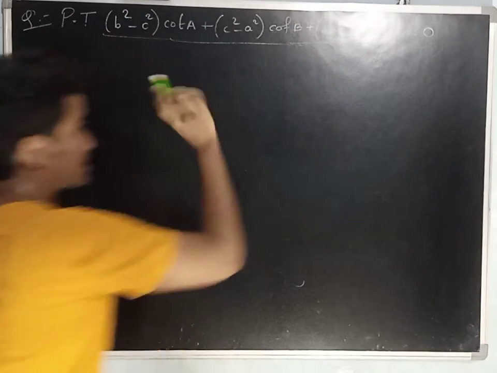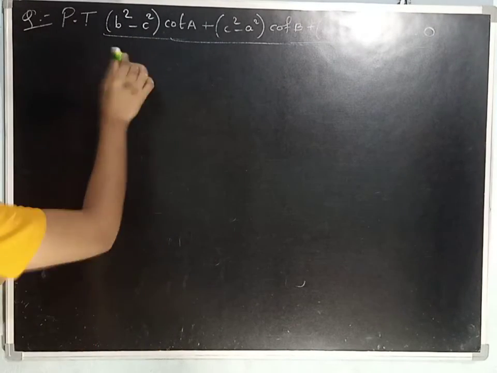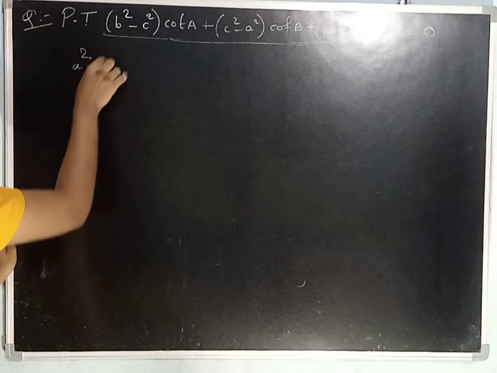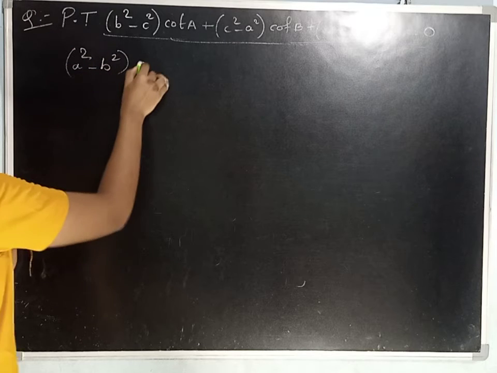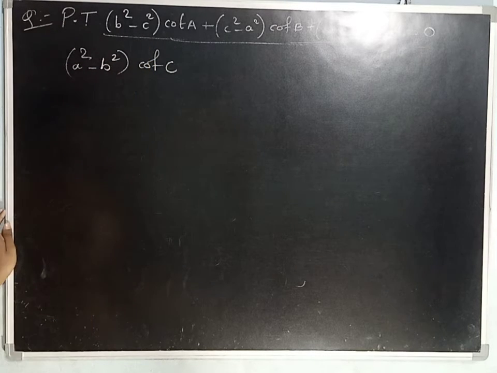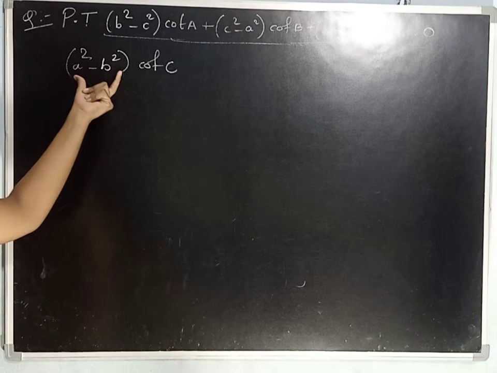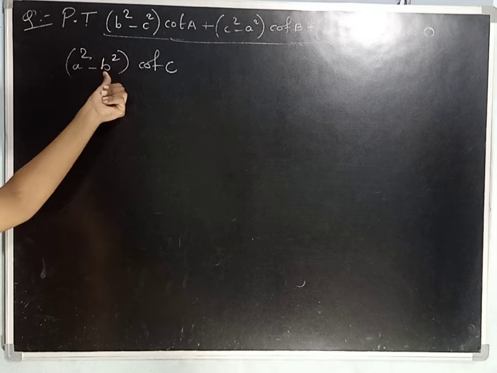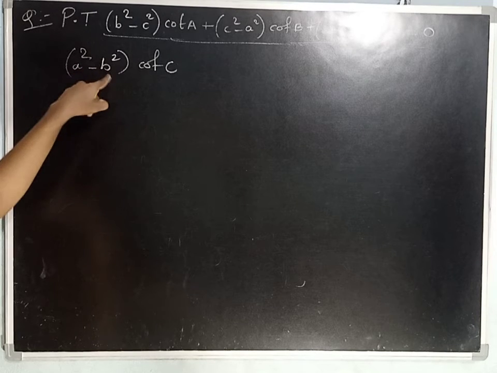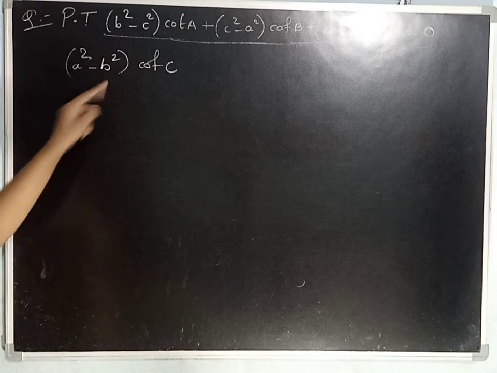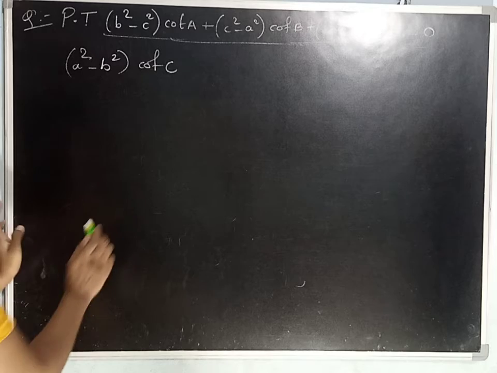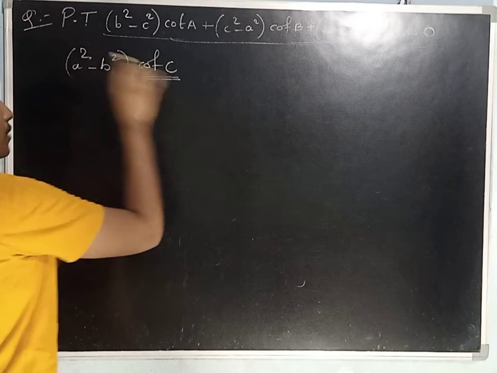Now we are going to discuss the second method for solving the same question: (a square minus b square) into cot C. In the first method, we simplified this part by considering the a and b values using the sine rule: k sin A, k sin B. Now in the second method, I am going to simplify this part.